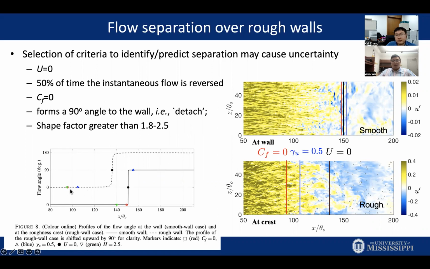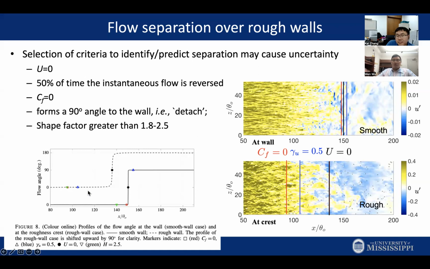Okay, different criteria can give you different predictions of the flow separation point. Let me see, the green triangle, red circle, or CF equals 0, and also 50% of the time the instantaneous flow is reversed. And this I measured at the crest of the roughness. It's not below the roughness.